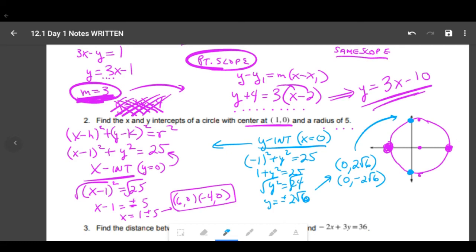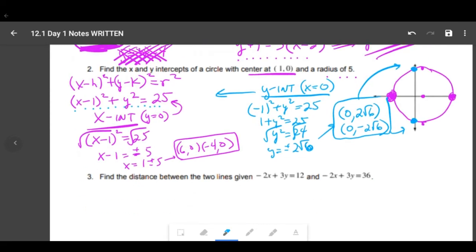And you can see that one's right there. You see one's right there. And there would be my y-intercepts. Okay. So again, just remembering the circle equation, right? Plugging your info in and then doing some algebra for x-intercepts and y-intercepts when y equals 0, x equals 0. Some good review right there for you. Okay. All right. Let's take a look at number 3.